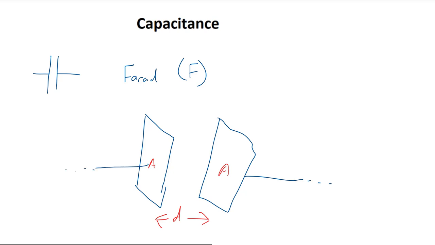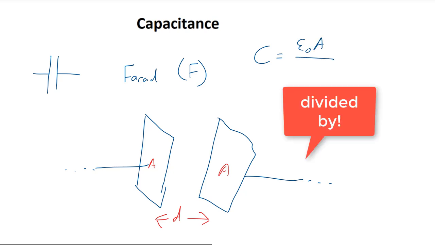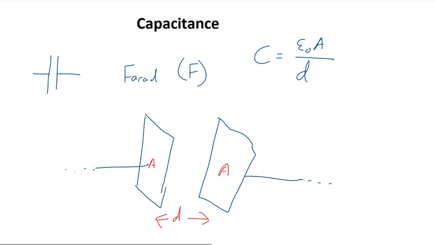The actual value of the capacitance of this parallel plate capacitor is given as follows. It is equal to a constant epsilon 0, which we've seen before when looking at Coulomb's law. It is the permittivity of free space, multiplied by the cross-sectional area of each plate capital A, divided by the plate separation, in other words the distance between the plates, d.